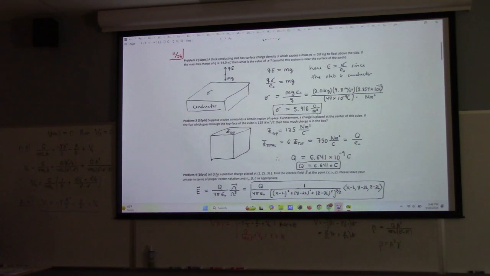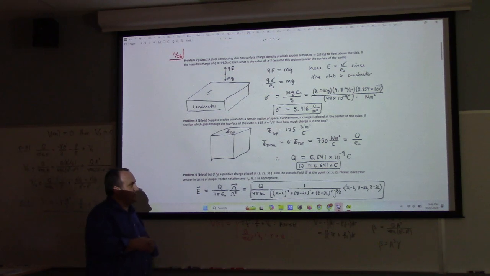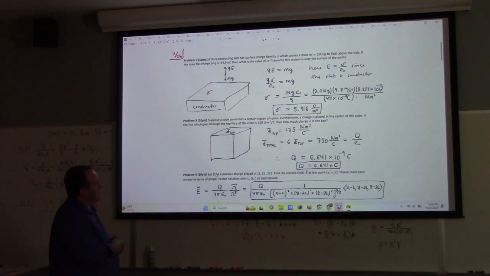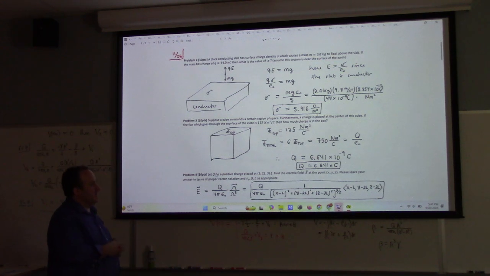Problem 3 is just a plain old Gauss law problem, and symmetry is involved. I tell you the charge is at the middle of the cube, which means that 1/6 of the flux must go through each of the faces, but the net flux is the charge enclosed divided by epsilon naught.